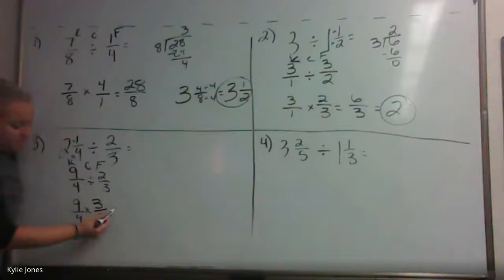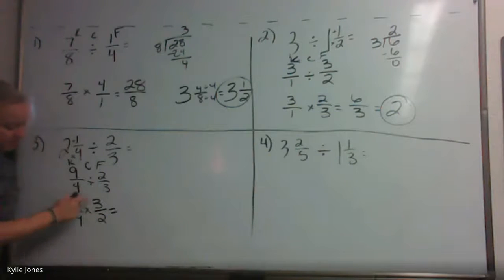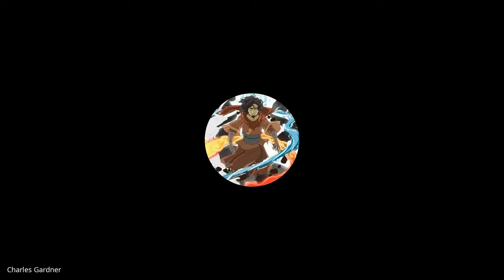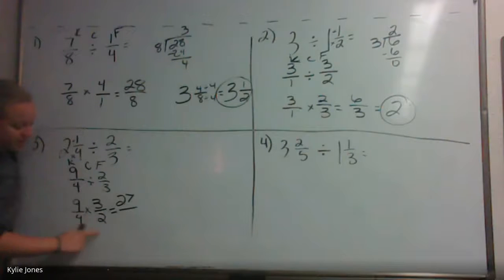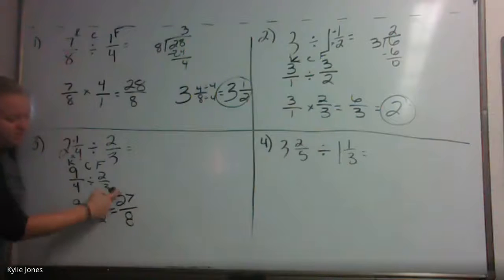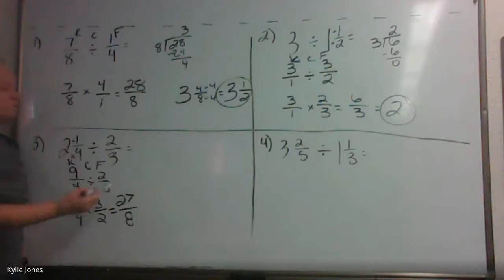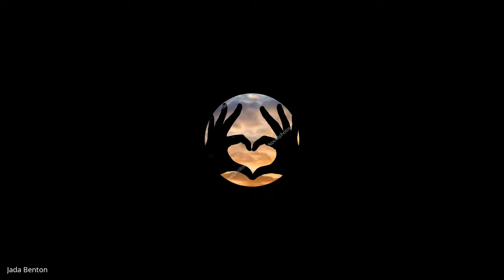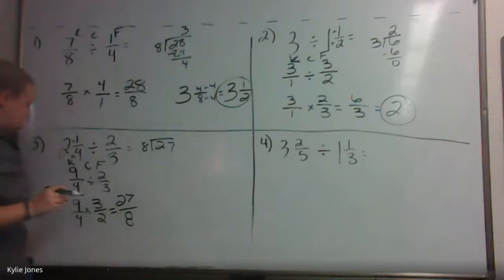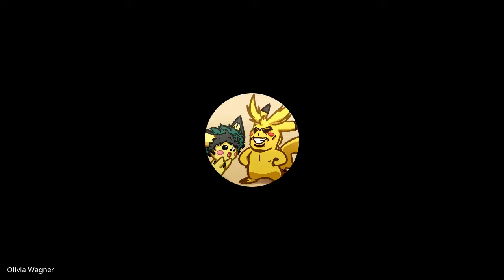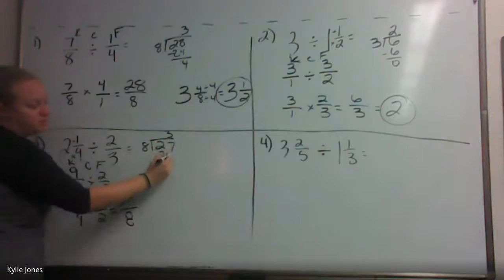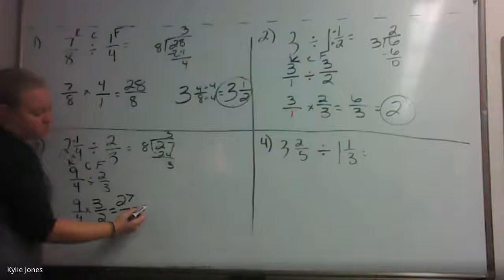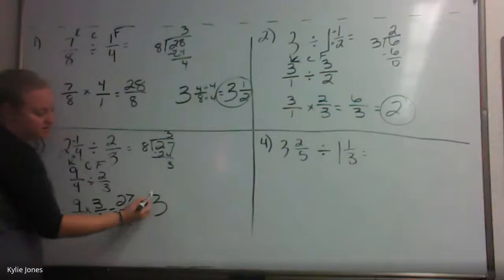Good, 3 over 2. And then we can multiply. What is 9 times 3? 27. Divided by 4 times 2. 8. So we have 27 over 8. And again, we can divide. 27 divided by 8. How many times does 8 go into 27? 3 times, you get 24. Minus is 3. So we get 3 as our whole number.